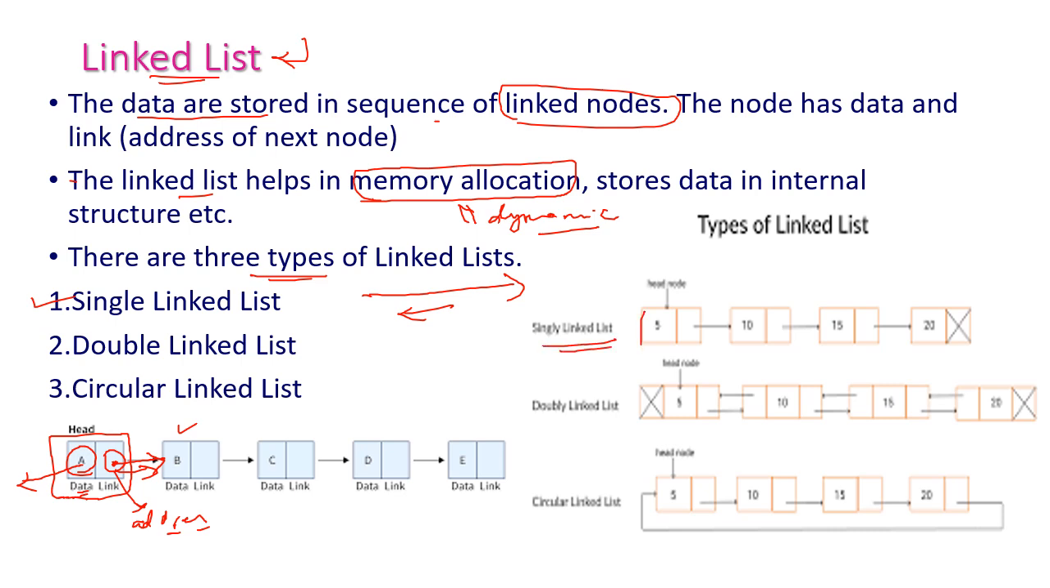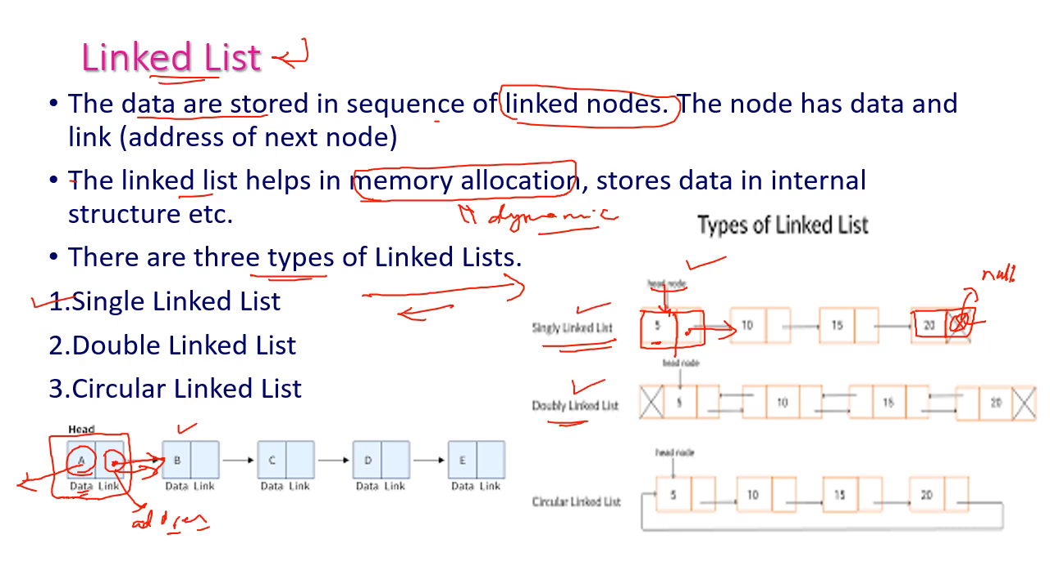So in the singly linked list, this is a node. The first node is the head node, right? Data will be stored here. This is the address of the next node. And when we come to the last node, a null address is stored here because there is no further node, right? So this is the singly linked list.